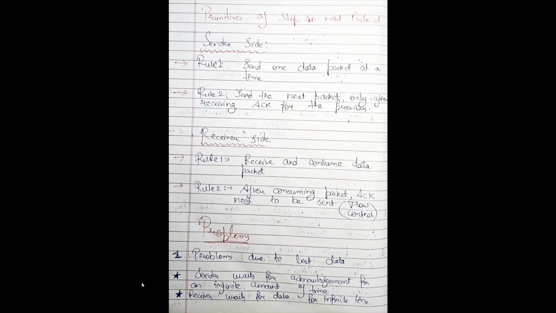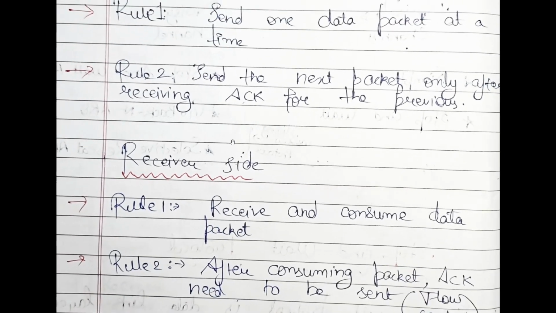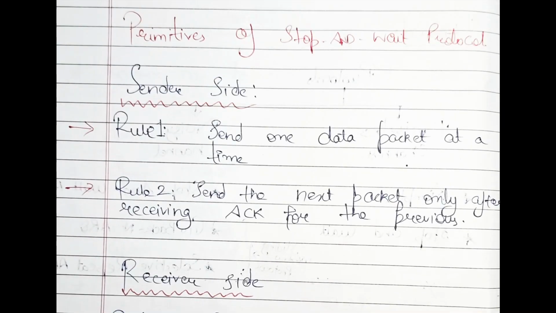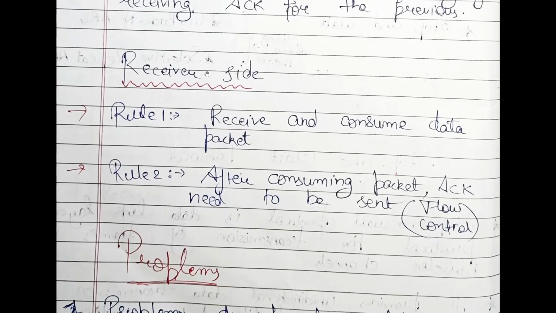Now, primitives of stop and wait protocol. Look here. Sender side rules. Rule number one is to send one data packet at a time. First of all, you have to send just a single data packet at a time. Rule number two, for the sender, is to send the next packet only after receiving acknowledgement for the previous one. Now, receiver side rules. Rule number one is to receive and consume the data packet. Of course, you have to receive and then consume the data packet. Rule number two is that after consuming the received packet, an acknowledgement needs to be sent. That's how it is.